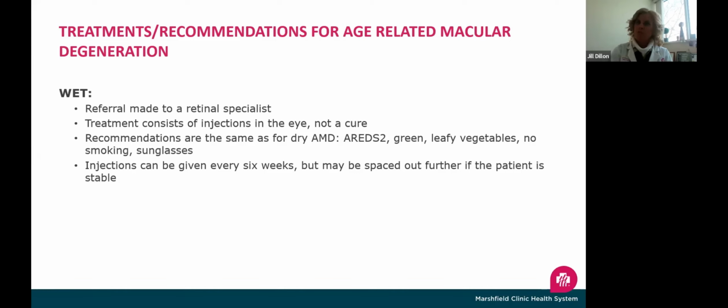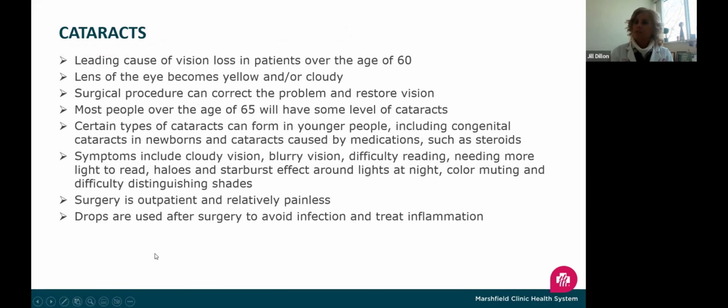Some patients only need a few treatments. Some patients may need several of those injections. And the recommendations otherwise are the same as what we talked about with the dry: the AREDS 2, the green leafy vegetables, no smoking, and the sunglasses. So that is macular degeneration.